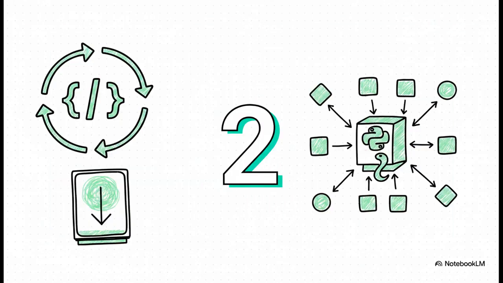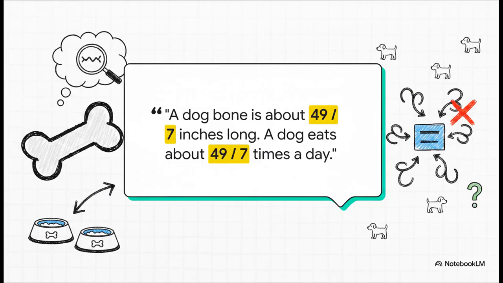Their second superpower is reusability, and this connects directly to a golden rule in programming called DRY, which stands for Don't Repeat Yourself. Imagine you had code that looked like this. You see how you're doing the exact same calculation, 49 divided by 7, over and over again? This is inefficient, but even worse, it's risky. What happens if you need to change that calculation? You'd have to hunt down every single place you wrote it and hope you don't miss one.